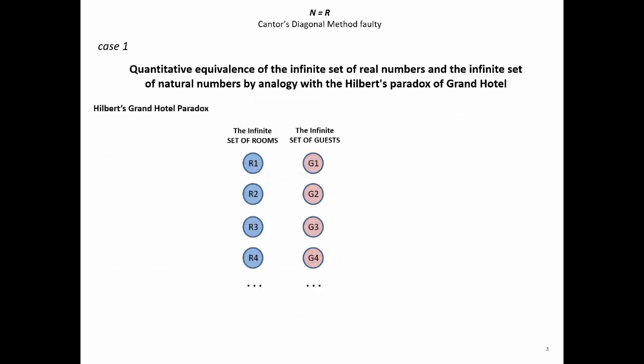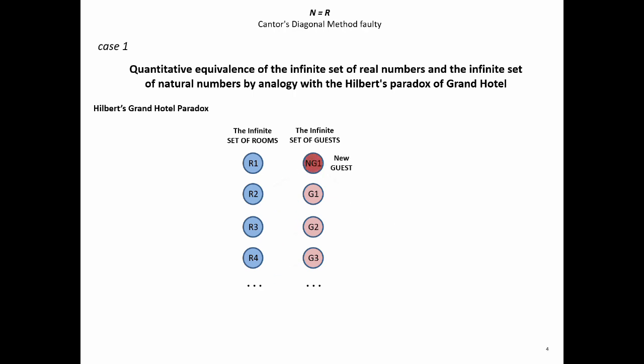Here we have the presentation of two infinite sets. At the left, the infinite set of rooms. At the right, the infinite set of guests. New guest appears. We intend to accommodate new guest NG1 in room number 1, R1, where currently stays guest G1. And we claim to move all guests currently present in the hotel to the room number N+1, compared to the room where they currently stay.